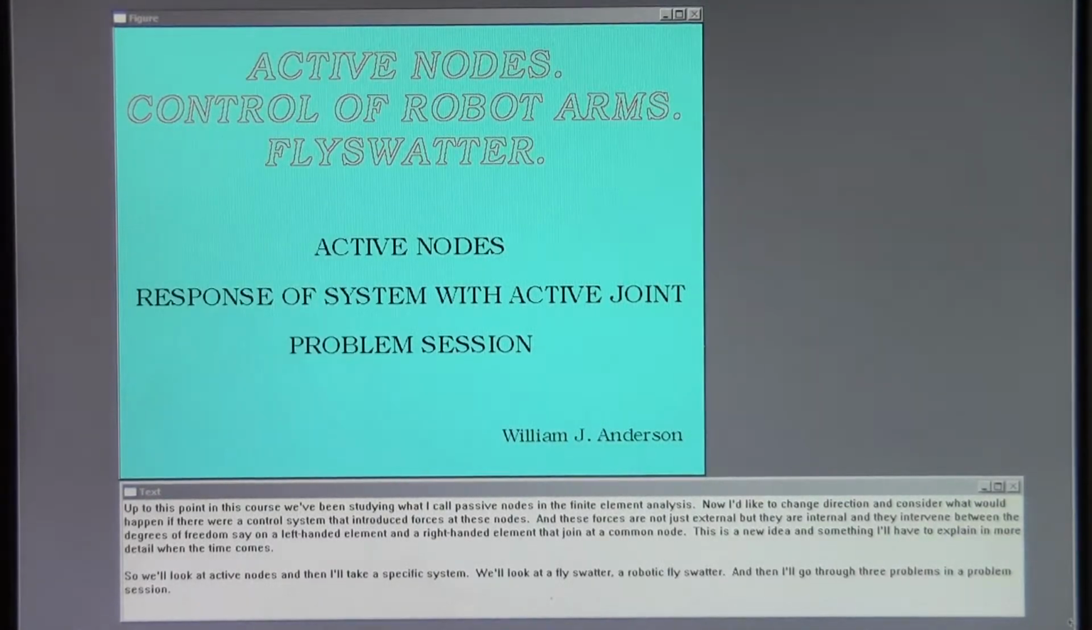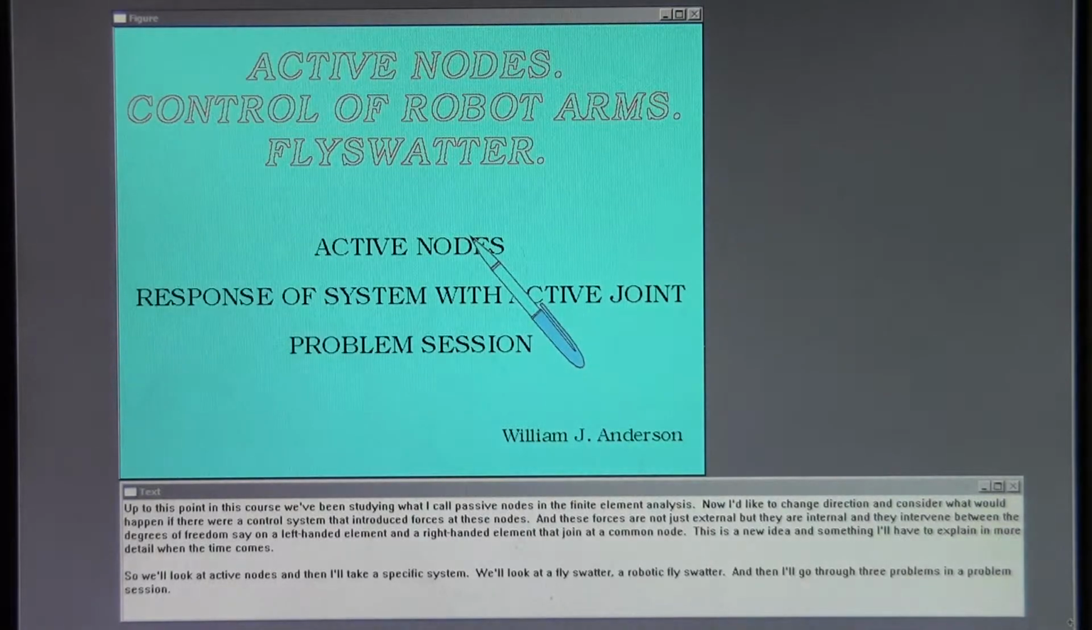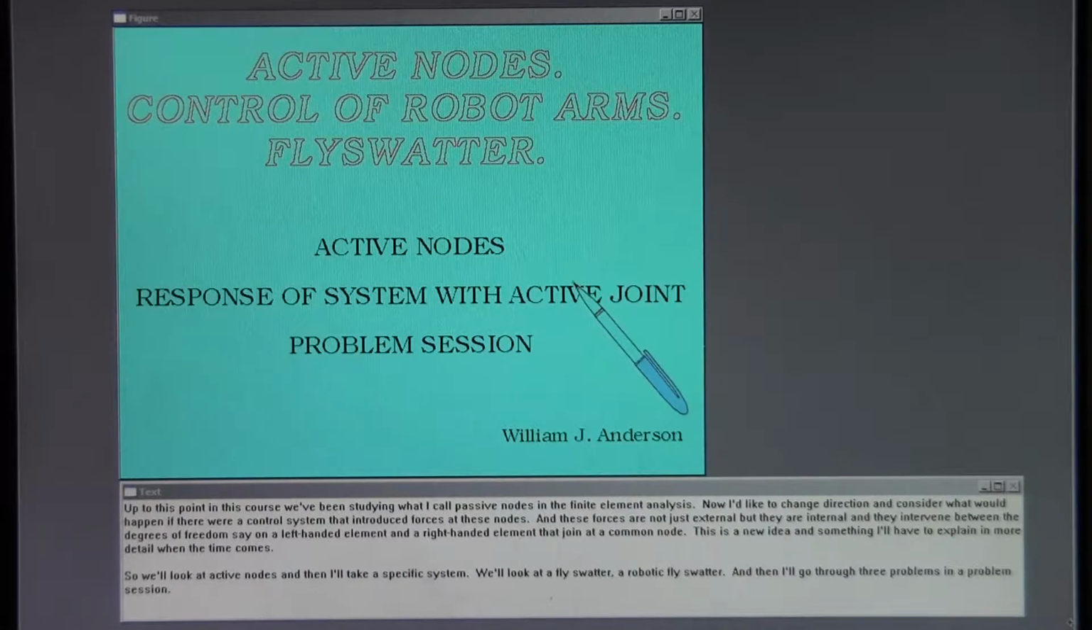So we'll look at active nodes, and then I'll take a specific system. We'll look at a Flyswatter, a robotic Flyswatter, and then I'll go through 3 problems in a problem session.